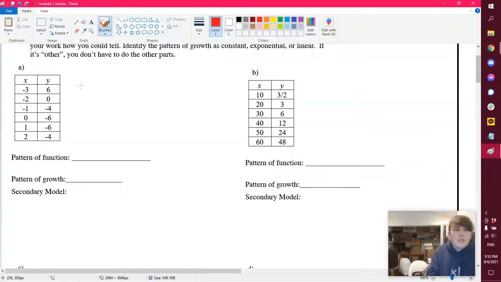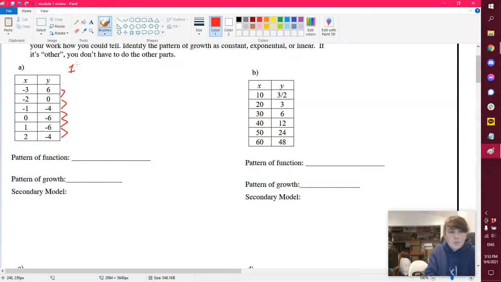Okay, so A and B are tables. Whenever we have a table, the way we're going to see what type of function it is is by looking at the first and second differences, or if it's multiplication, the ratios. So here, we can tell that it's not all the same multiplication, because this would be times 1 and this would be times 0, so already we're toast. So let's see the first difference.